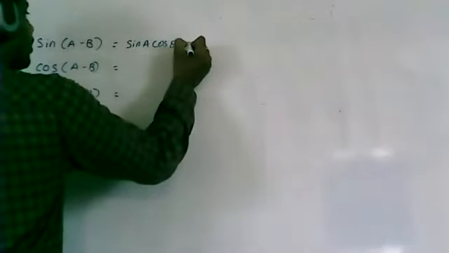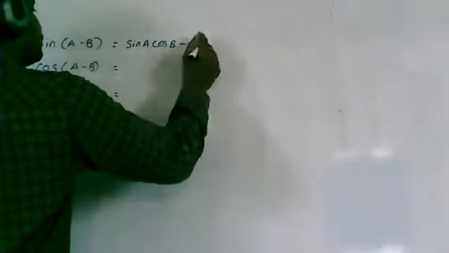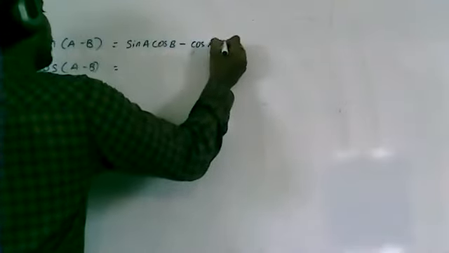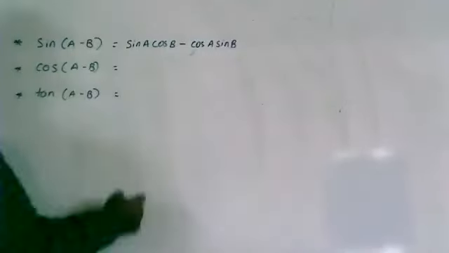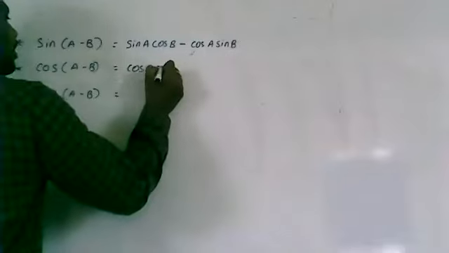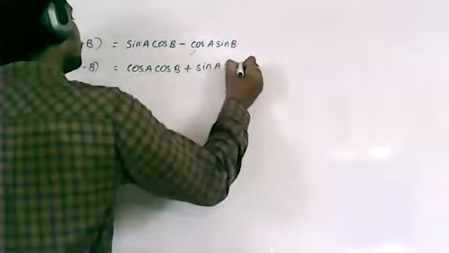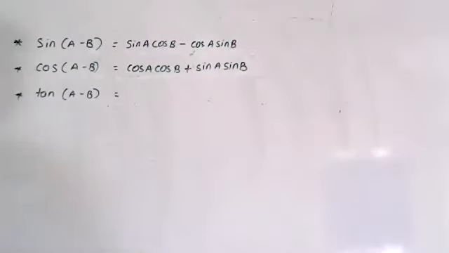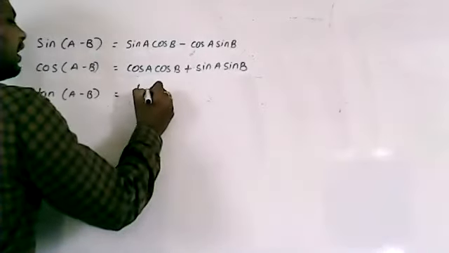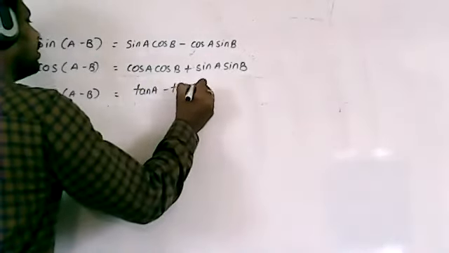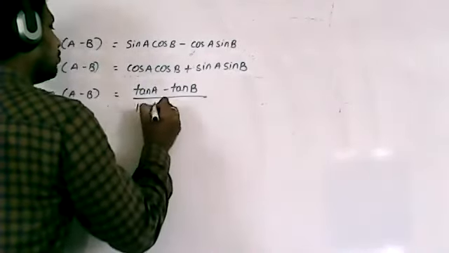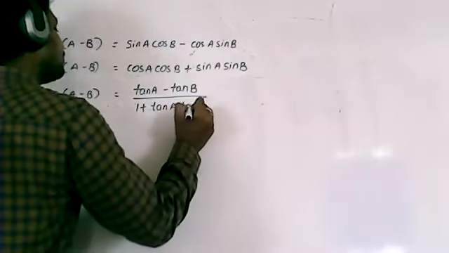Yeah, good. What is sine of a minus b? Sine a cos b minus cos a sin b. Now what is cos a minus b? Cos a minus b is cos a cos b plus sin a sin b. Now what is tan a minus b? Tan a minus tan b divided by 1 plus tan a tan b.